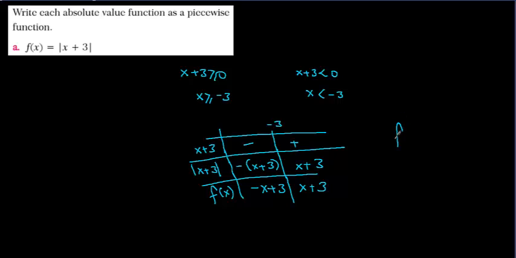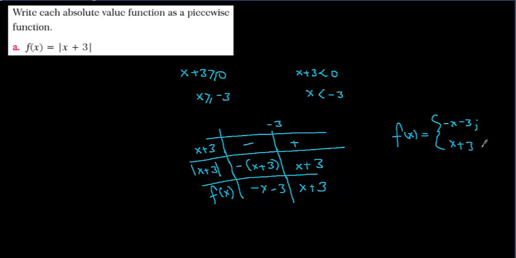Okay, after all these explanations, fx has two different function values. One of them is minus x plus 3, one of them is x plus 3. Sorry, I made a mistake here. When you multiply by a minus sign, you should multiply all the values here. So this is going to be minus x minus 3. Okay, minus x minus 3. So I need to change this one here also.